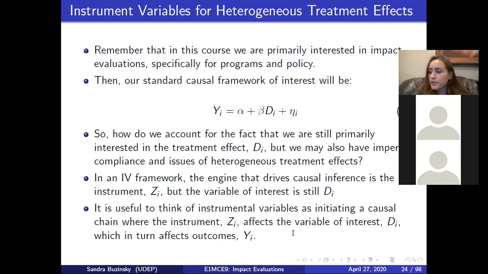So it's really useful to think of our Zi as the start of a causal chain. Zi is going to affect our x variable, our treatment dummy di, and that's going to then affect our outcome variable yi. So that's the causal chain of interest: how x and z are related, and then through that, how x affects y.